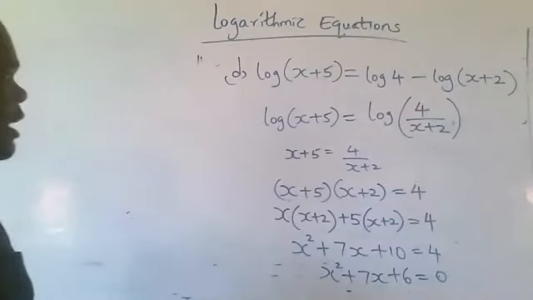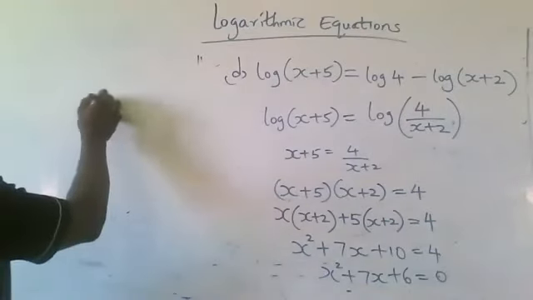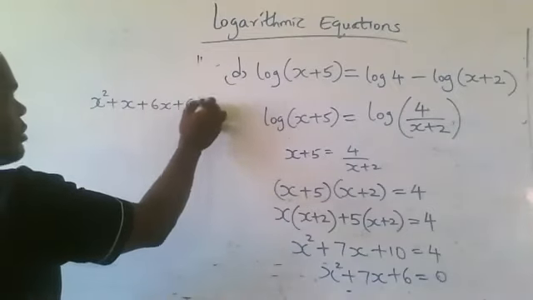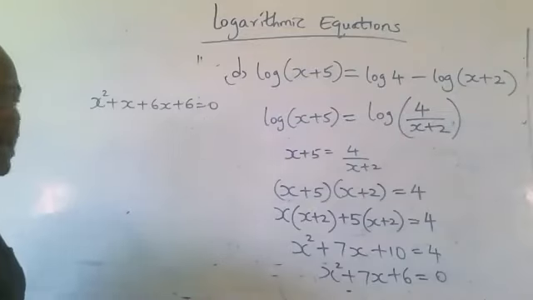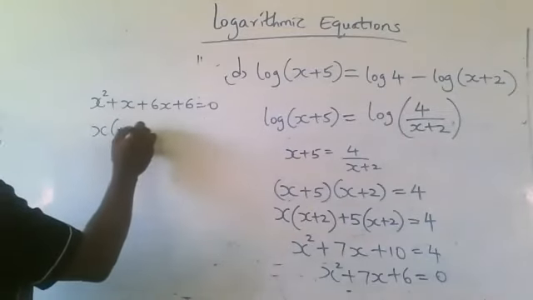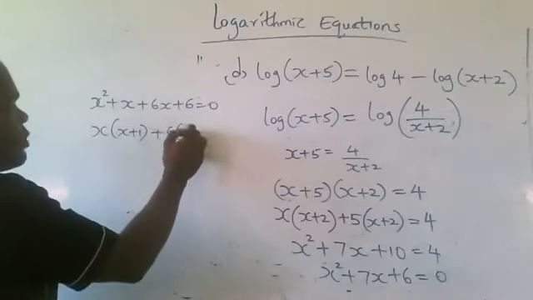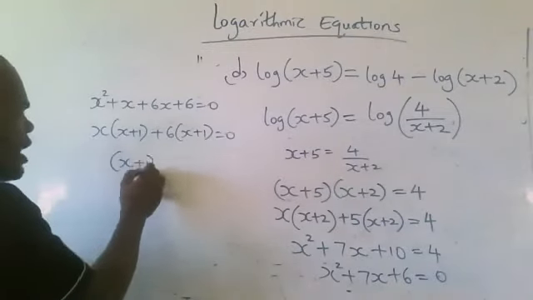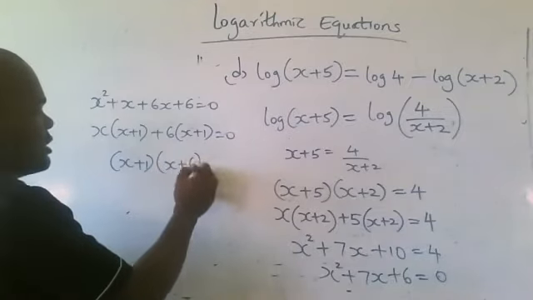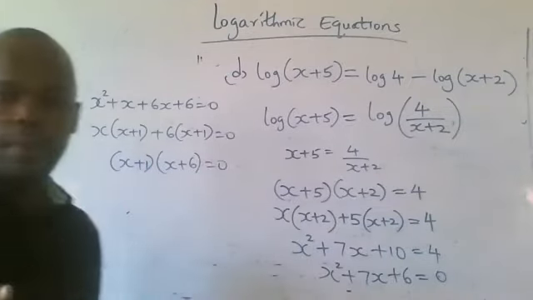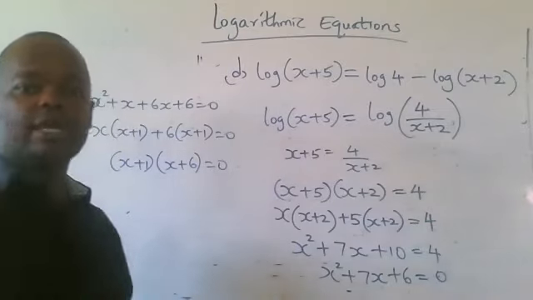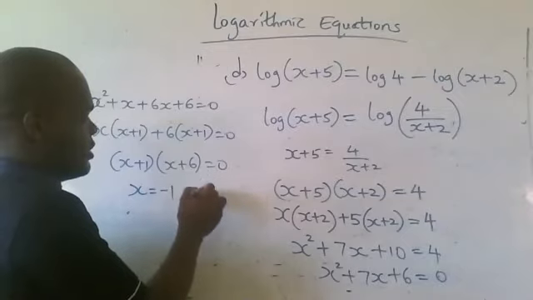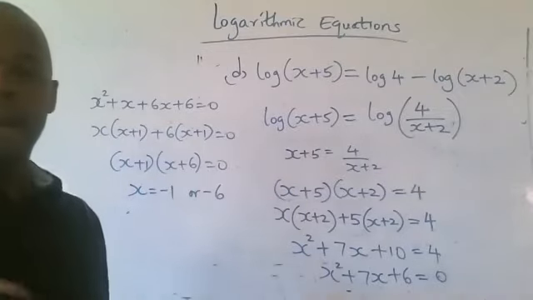Then we can use the factor method. This will be x squared plus x plus 6x plus 6 is equal to 0. And this will be x into x plus 1, plus 6 into x plus 1, is equal to 0. So this is x plus 1, x plus 6 is equal to 0. When x plus 1 is 0, x is negative 1. When x plus 6 is 0, x is negative 6.